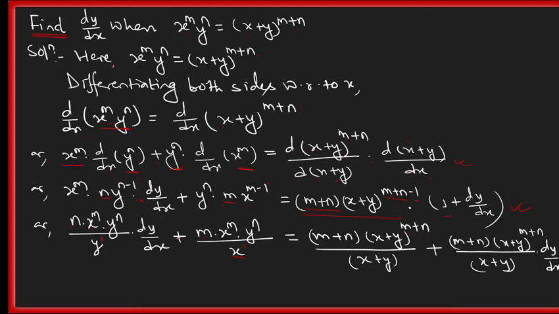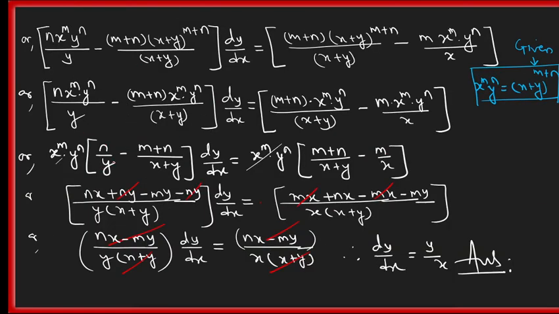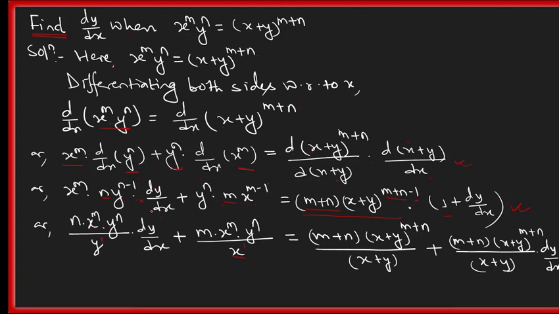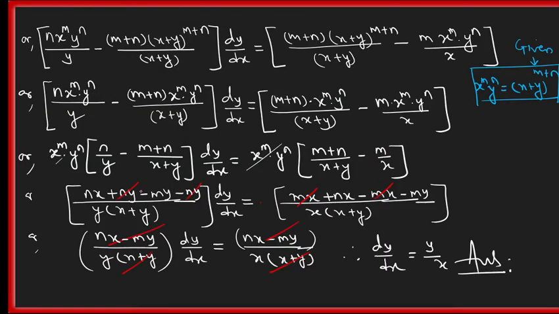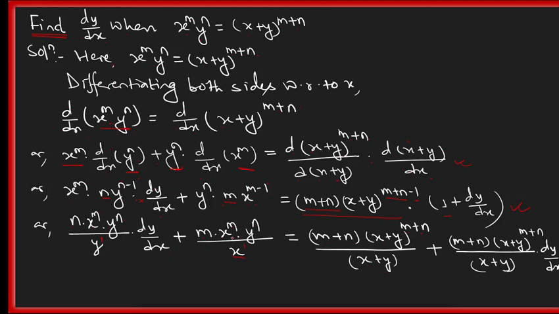Again from here, x to the power m y to the power n and x to the power n y to the power n is common. From the left hand side we can take that common. So before that, taking common x to the power m y to the power n, x to the power m y to the power m is x plus y to the power m plus n. We can do that.